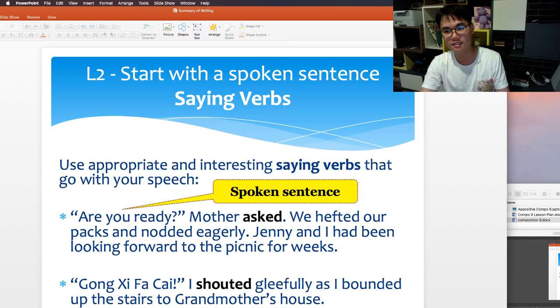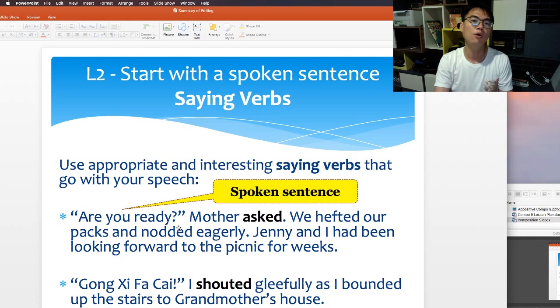Mother shouted at the snatched thief, right? So these are all examples of spoken sentences that start your paragraph or start your story. This is a very good way to draw the reader into your story with dialogue, right? So when you use dialogue, "Are you ready?" mother asked, or "恭喜发财," I shouted gleefully. You draw your readers into the story and you make them a part of it, right?